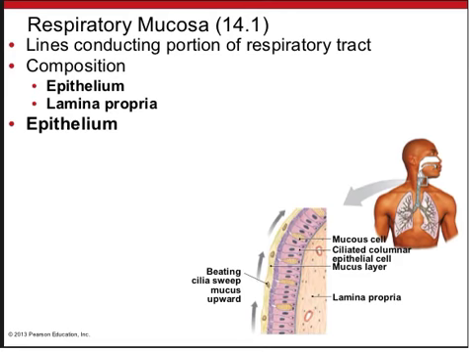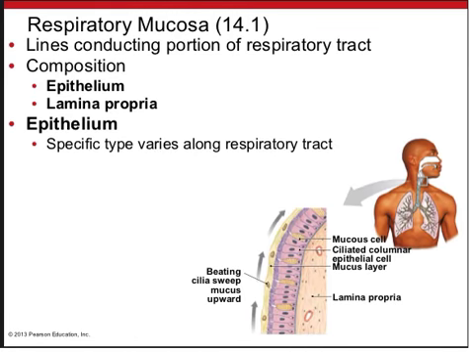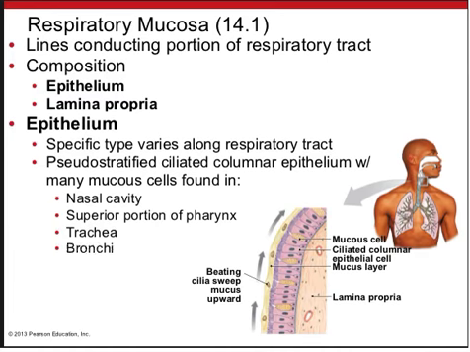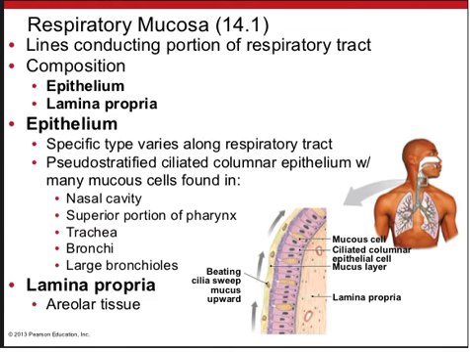The epithelial tissue is special in that the type varies along different parts of the respiratory tract. It's pseudostratified ciliated columnar epithelia with numerous mucus cells in the nasal cavity and the superior portion of the pharynx, the trachea, and the bronchi, as well as the large bronchioles. Beneath it, the lamina propria is made up of areolar tissue that supports the respiratory epithelium, and we should also point out that it has numerous immune cells inside the lamina propria that guard against penetration by pathogens should they make it through the epithelial layer.